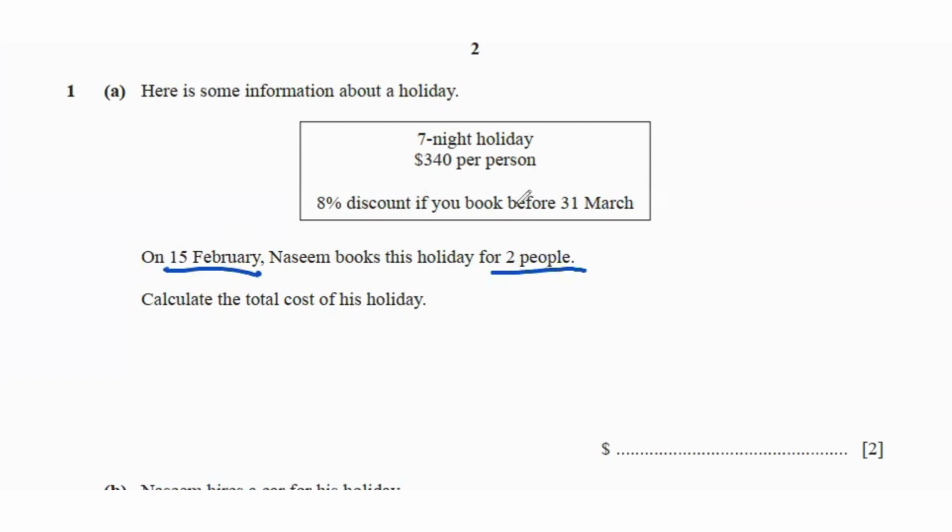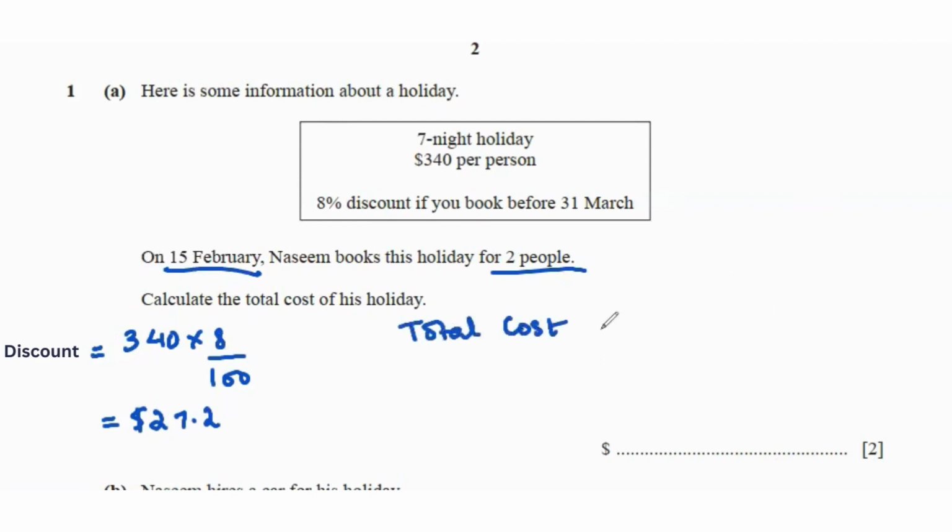Since he's booking before 31st March, he's going to get an 8% discount. So we're going to find the 8% discount of 340. So 340 times 8 over 100 is going to give us $27.2. Next, we're going to find the total cost, which is basically going to be 340 minus 27.2, times 2.